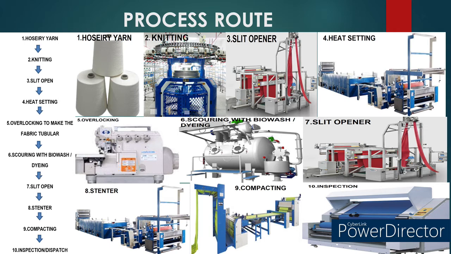Number 7. Slit open. Since the fabric is processed or dyed in rope form, it needs to be slit opened for softener padding and drying. Number 8. Stenter. The open width fabric is softener padded and dried using the stenter. Number 9. Compacting. To arrest the fabric shrinkage based on the bias protocol. Number 10. Inspection and dispatch.